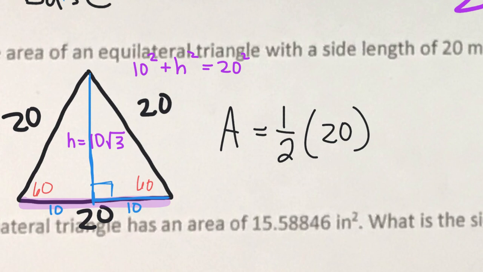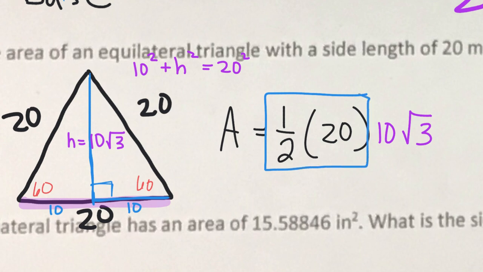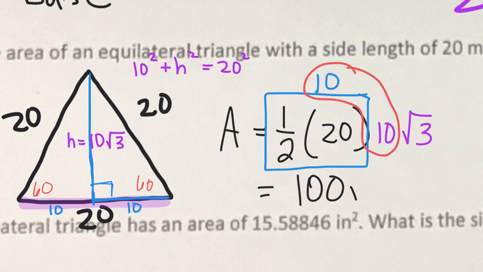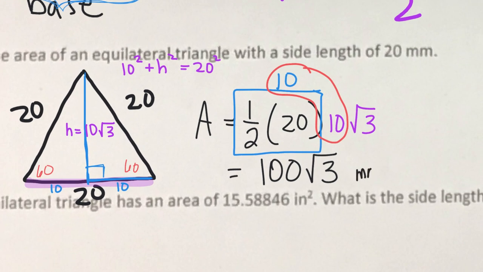Okay, so area is 1/2 of the base. The base is 20, and the height is 10 times the square root of 3. Now let's talk about two different types of answers. So let's do this one step at a time. What is 1/2 of 20? That's 10. So then what is 10 times 10? 100. So the exact answer was 100 times the square root of 3, which you might see on a standardized test like the ACT or the SAT or the PSAT, right? Something written strangely like that.